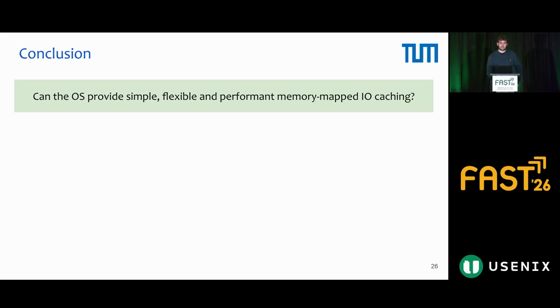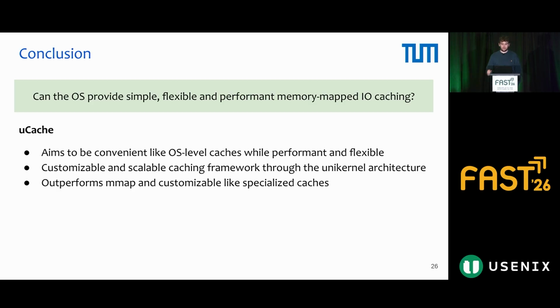To conclude, in this talk, we asked if the OS could provide a simple, flexible, and performant IO cache. To answer this, we present uCache, which aims to be convenient like OS-level caches while delivering performance and flexibility. We design uCache to provide customizable and scalable caching by leveraging the unikernel architecture. Through our evaluation, we demonstrate that uCache outperforms mmap and can be customized like specialized userspace caches.